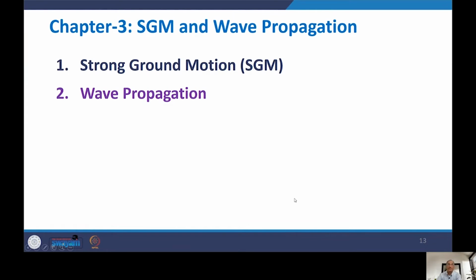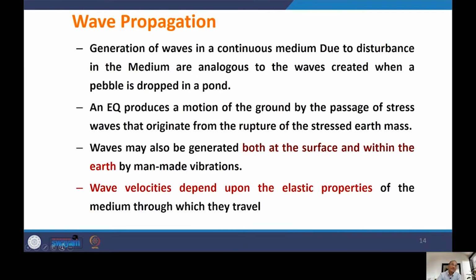Now coming to the second part of today's lecture, that is wave propagation. It is to be understood how the waves travel in a medium. When we talk about wave propagation, we can compare it with an earthquake. Earthquake is basically elastic waves in which energy is released. An earthquake can be characterized as a release of energy, and it is due to wave propagation only. Generation of waves in a continuous medium like soil or Mother Earth due to disturbance in the medium is analogous to the waves created when a pebble is dropped in a pond.